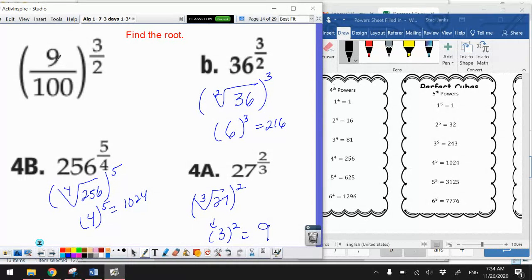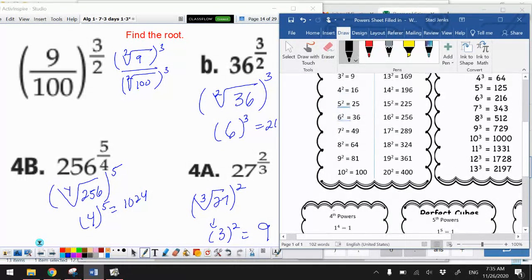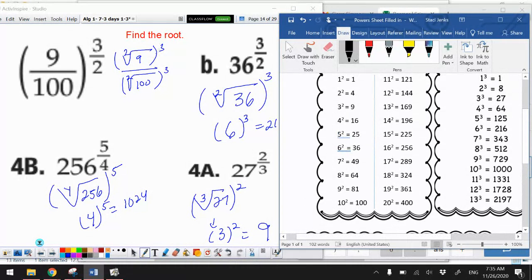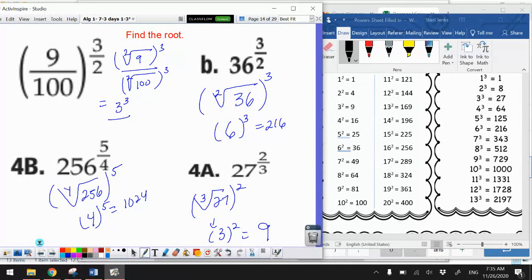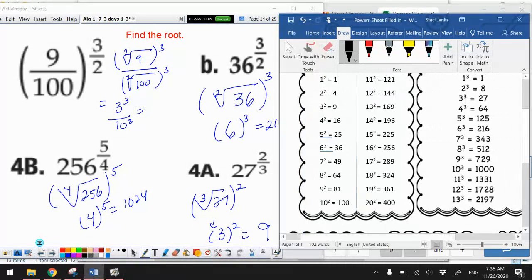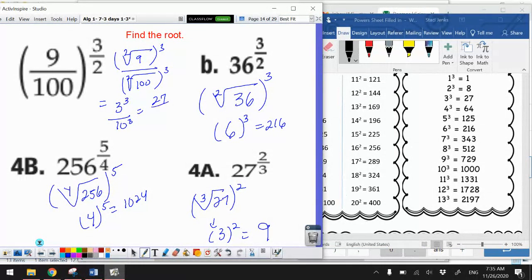Now, this fraction, since the whole thing is raised to 9 over 100, that means I have 2 fractions. I have the square root of 9 raised to the third power, and I have the square root of 100 raised to the third power. So what is the square root, or the second root, of 9? Well, that's 3. So on top I have a 3 and it's cubed. Square root of 100, that's 10, so 10 cubed. What is 3 cubed? 3 cubed is 27. And what is 10 cubed? 10 cubed is 1,000. And it works.